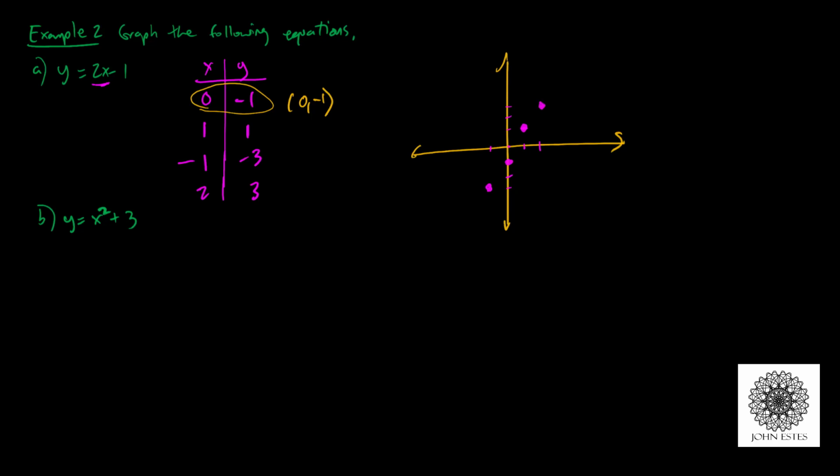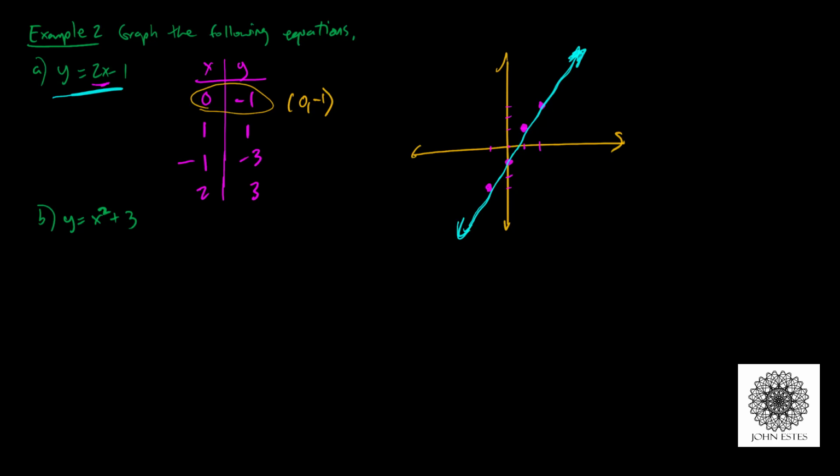And if I keep filling in these points, and mine's not exactly to scale, what you'll notice is in this one, we get a straight line. Something like this. And that's why we call equations like this linear equations, because they generate lines.